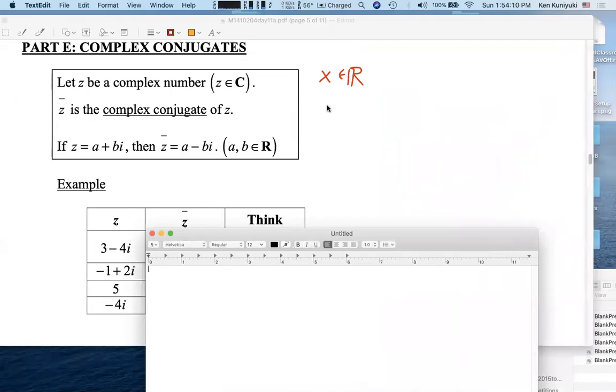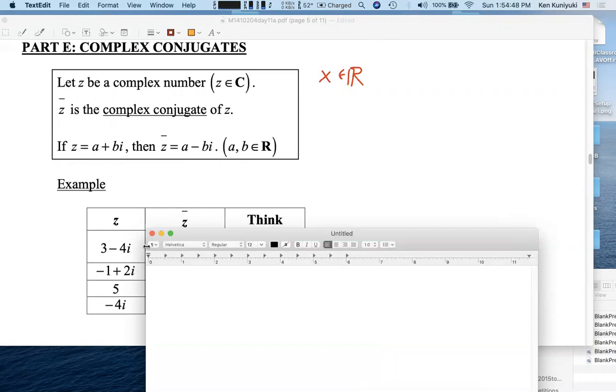Before, we used to let x represent a real value. Now, more generally, we often represent a complex value by the letter z. So let z be a complex number. That is, let z be in the set C. Then z bar denotes the complex conjugate of z. So if z is written in standard form, a plus bi, where a and b are real numbers, then z bar is a minus bi, where we switch the sign on the imaginary part.